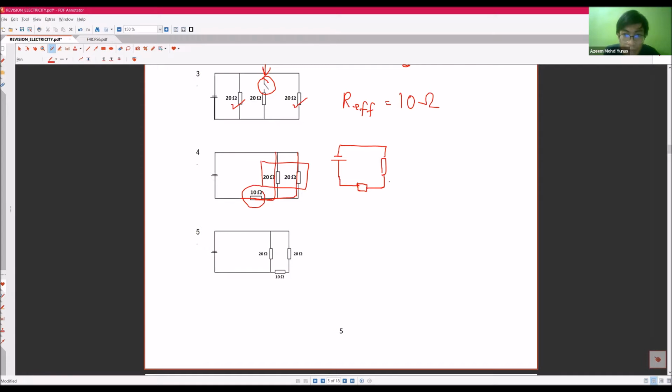This is the 10 ohm, and this one is the new REFF by considering 20 ohm and 20 ohm in parallel arrangement. So we already know that value before, this is just 10 ohm because we calculated before. If two resistors which each has 20 ohm are connected in parallel, we get 10 ohm. Then we assume the same case here. These two resistors are connected in parallel, so both have 20 ohm.